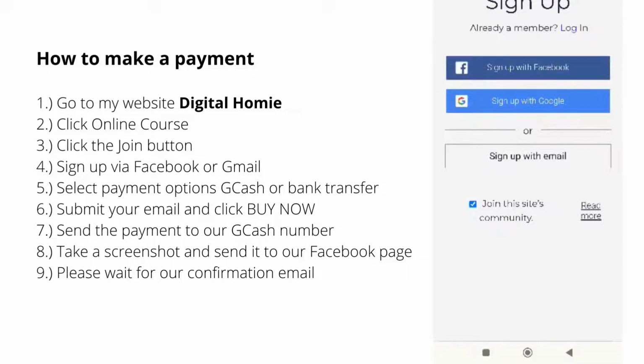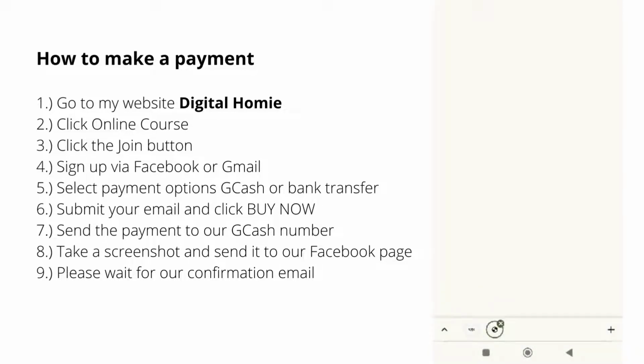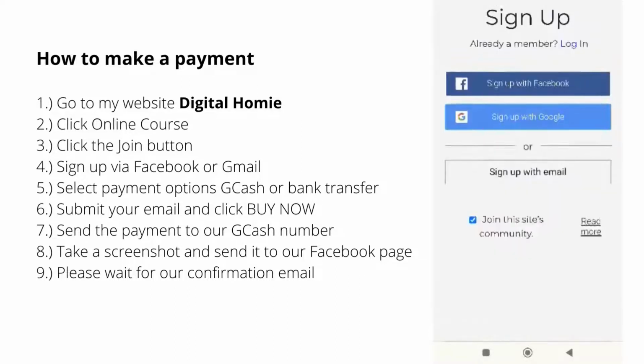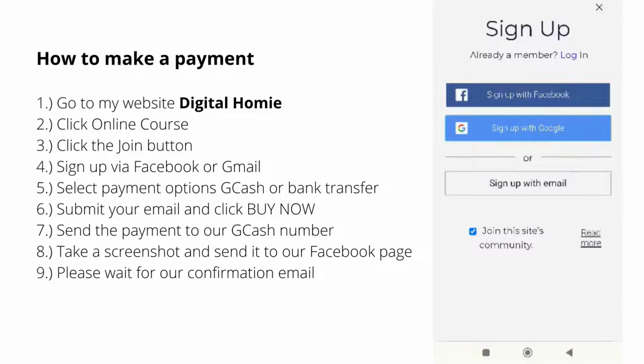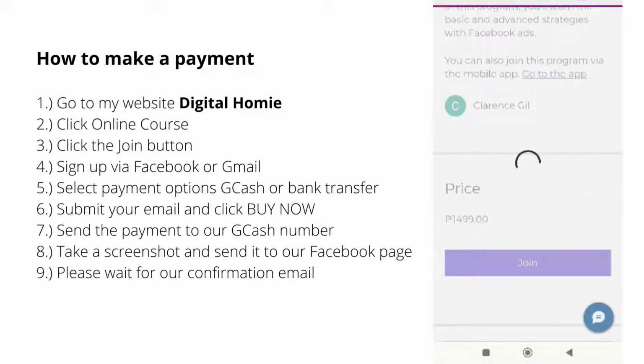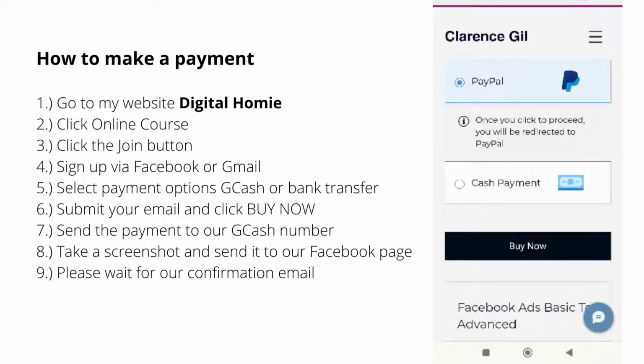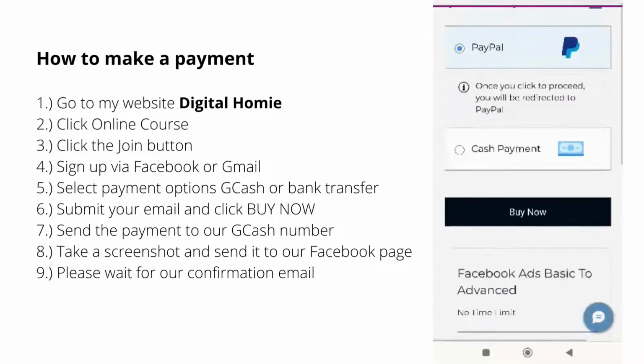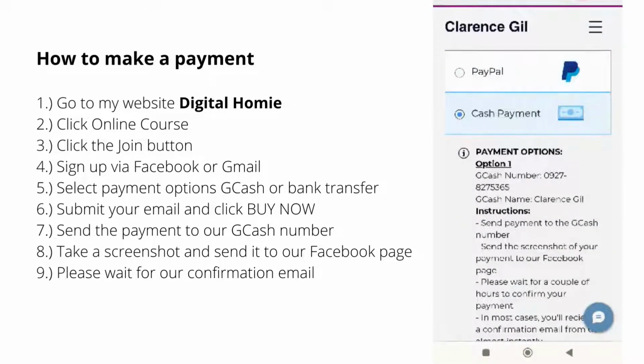Now, once you click the join button, you'll be prompted to sign up via Facebook or sign up via Google. So I chose sign up via Google account. Now, once you have clicked the sign up button via Google account, wait for it to load. And then all you need to do is choose via PayPal or cash payment options.